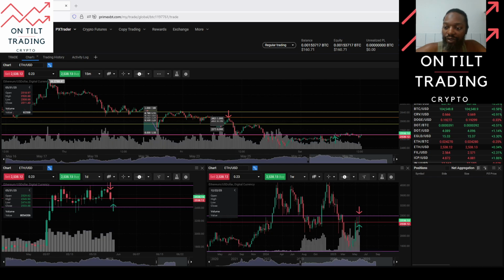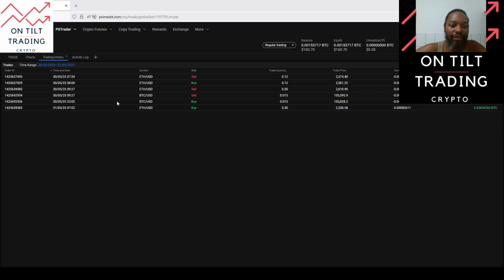But this is On Tilt Trading. Actually, before I go, let's look at my tickets. Here with Ethereum, I tried to place this order here at 7:59. I exited at 8. This here was me trying to enter the order, but it was set to market instead of limit. So I took a small loss, a little less than $1, about 80 cents or so with that.